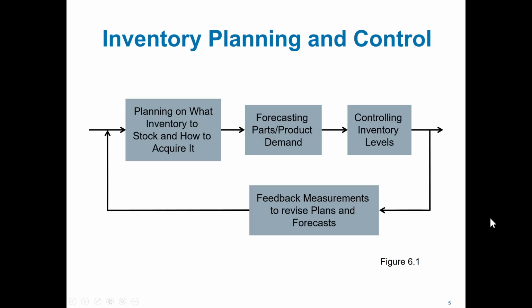Inventory planning and control. This is a diagram which shows that you plan on what inventory to stock and how to acquire it, whether to manufacture it yourself or buy it, and then forecast the parts or product demand, and then control inventory levels, which means when to order and how much to order. And then there is a feedback loop, which is the measurement to revise plans and forecasts.